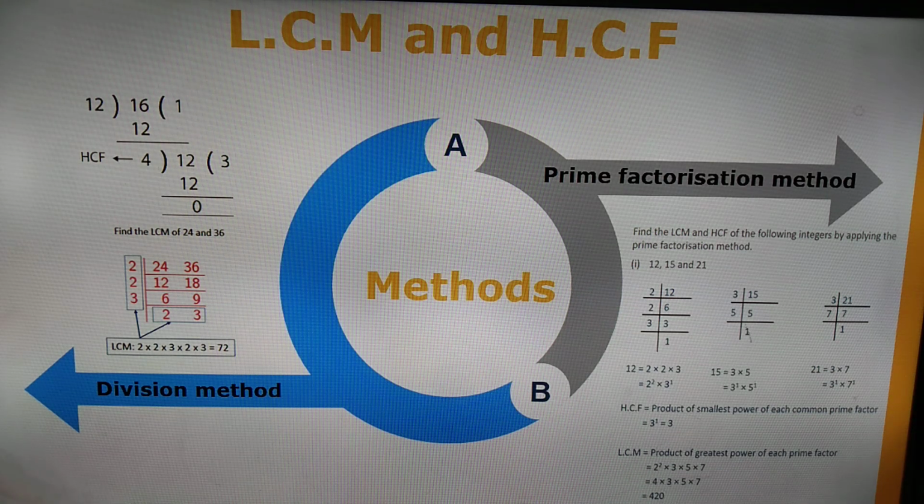And the long division method for LCM: 2 12 ja 24, 2 18 ja 36, 2 6 ja 12, 2 9 ja 18, 3 2 ja 6, 3 3 ja 9. So LCM equal to 2 into 2 into 3 into 2 into 3, that implies 72. So these are the two methods of finding LCM and HCF.